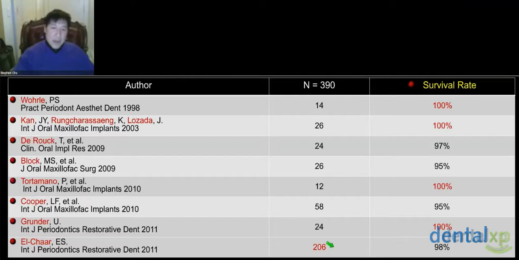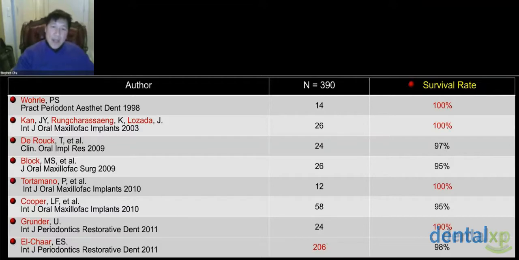A very recent paper in PRD in 2011 from Edgar L. Char, who I used to teach with at NYU, who still teaches there, had a retrospective analysis of about 206 implants. And Edgar's numbers were also extremely high. It wasn't 100%, but it was 98%. He had the largest number.